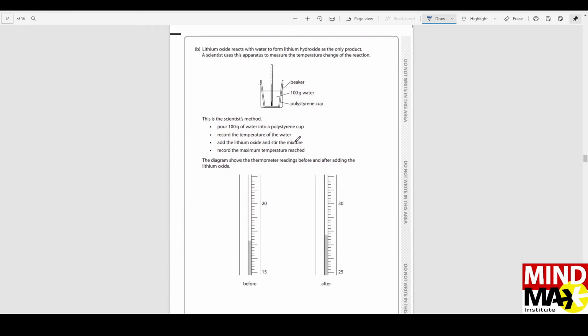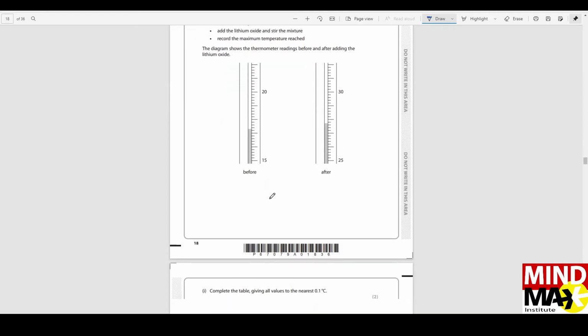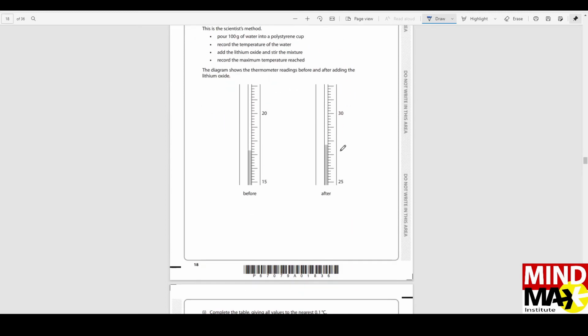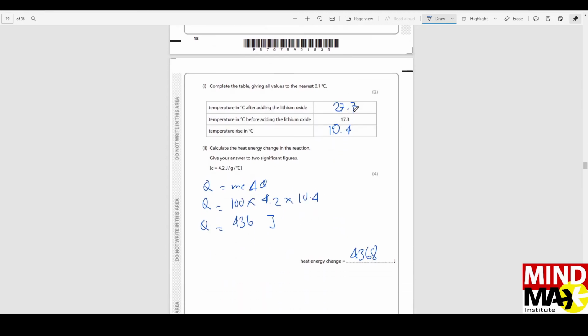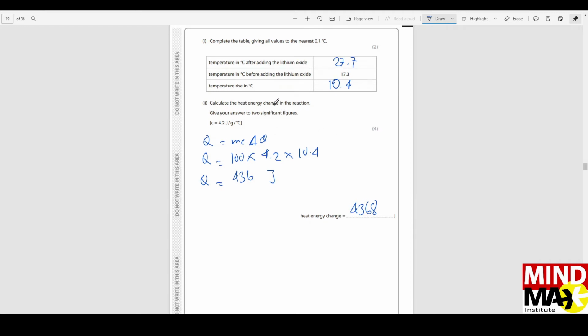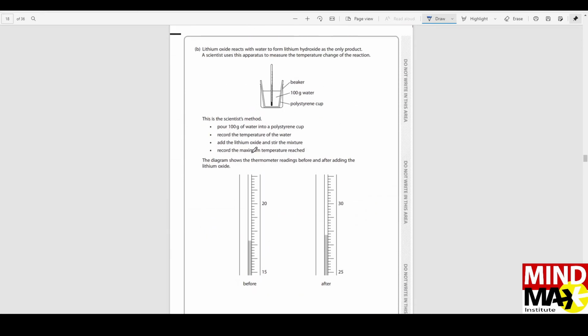Then this is to find the heat energy change. The initial temperature is given as 17.3, and after adding we get 27.7. If you look carefully, this is giving you 27.7, so 27.7 is the final. The rise is given by subtracting them: 27.7 minus 17.3. Then we use the heat energy change formula: Q is equal to mcΔθ, where m is the mass, c is the specific heat capacity, and Δθ is the change of temperature. The mass of the solution is given here as 400 grams.